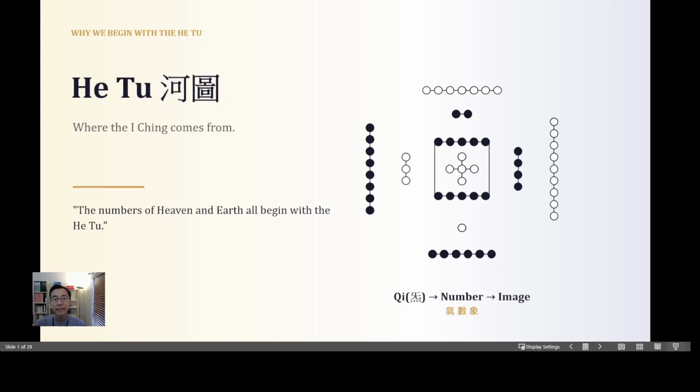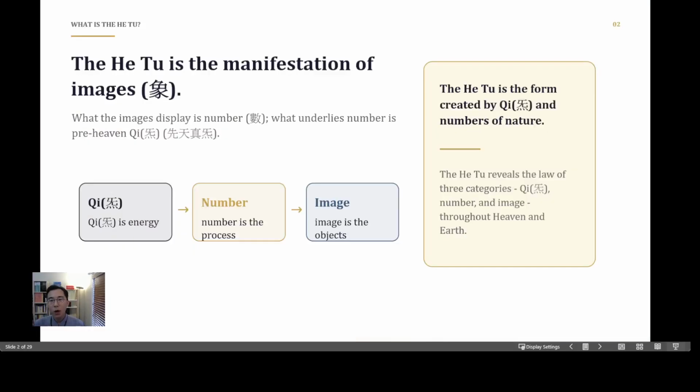Here you see the dot is the number. The important part for 河图 is to understand how those numbers relate. Now we know 河图 means the qi, shu, xiang. But what's the relationship between qi, shu, and xiang? What's the relationship between qi and number and image?